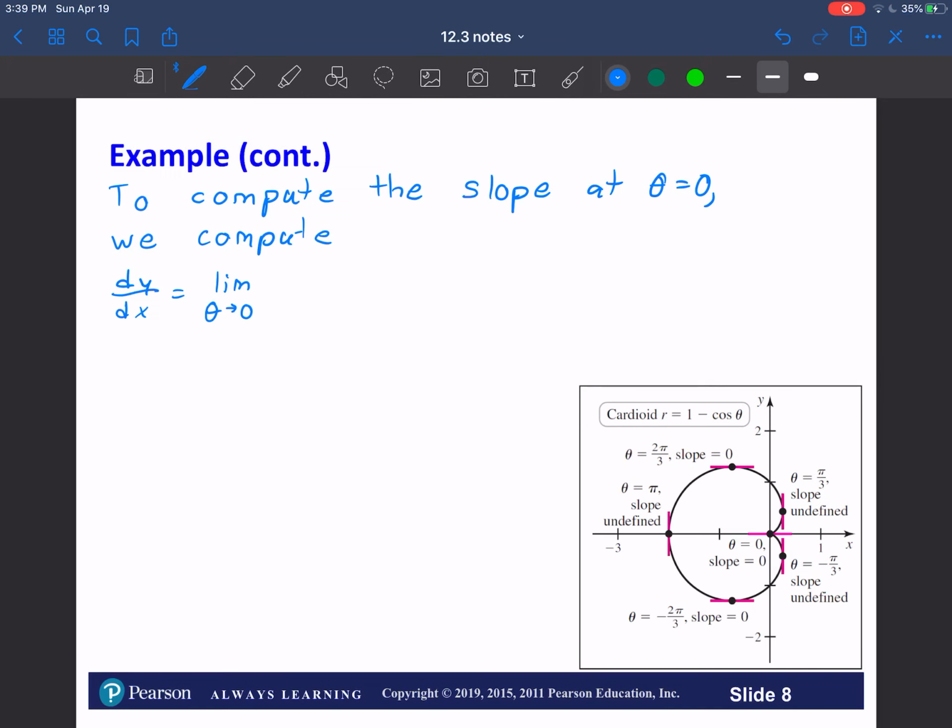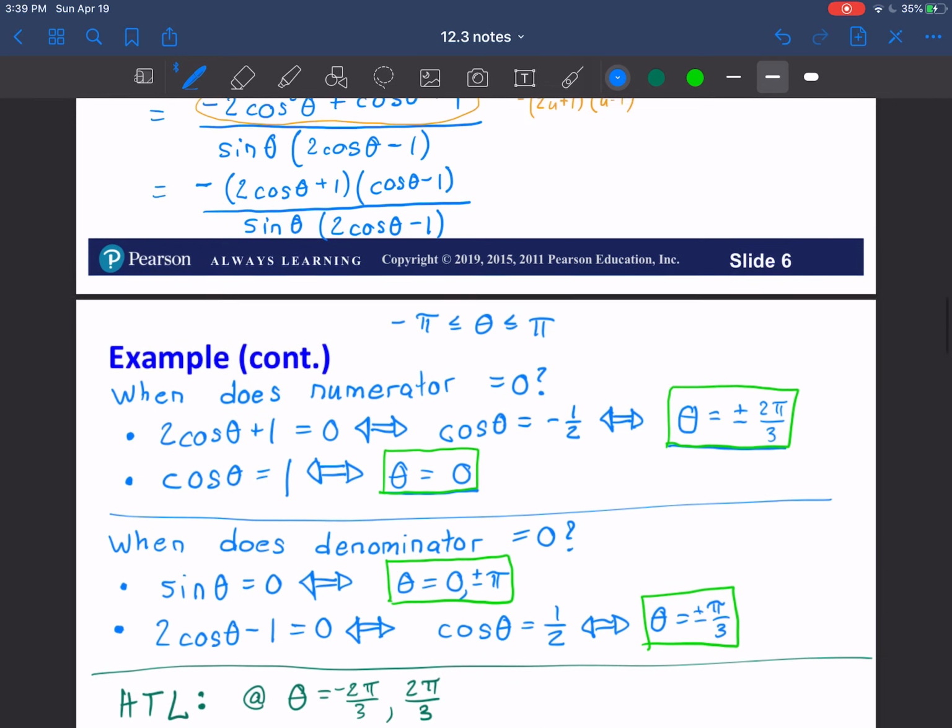Sorry, I've already lost it. It was 2 cosine theta plus 1 times cosine theta minus 1. I guess we had a negative here. All right, divided by sine of theta times 2 cosine theta minus 1. Double check that.